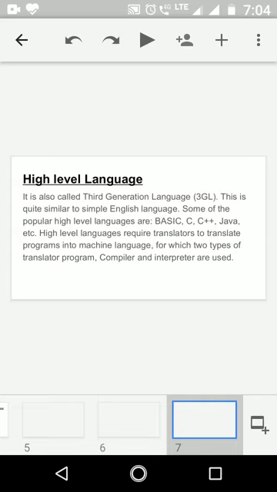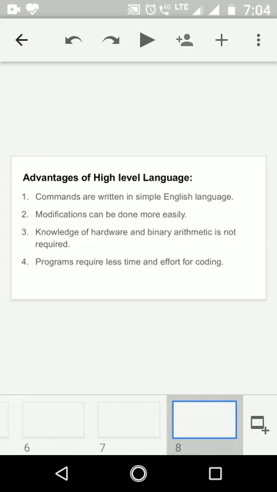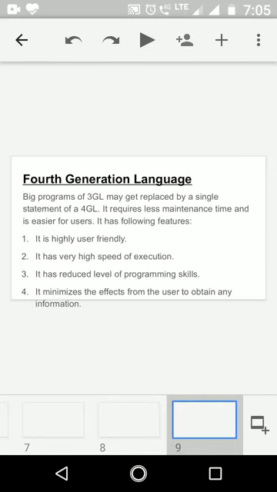The main advantages of high level languages are: commands are written in simple English language. Next, modifications can be done more easily. Next, knowledge of hardware is not required. Next, programs require less time and effort for coding. Next comes fourth generation language.